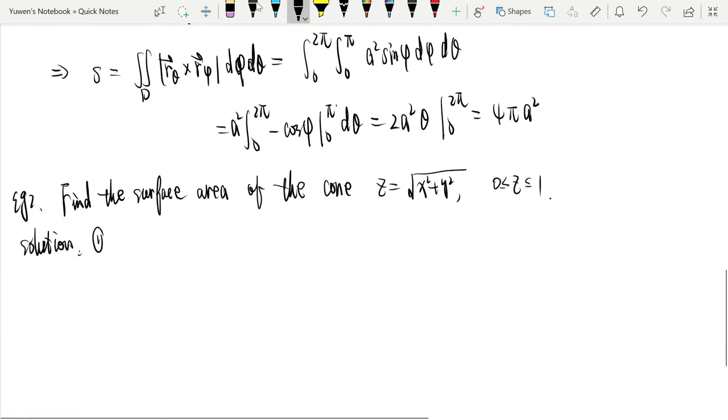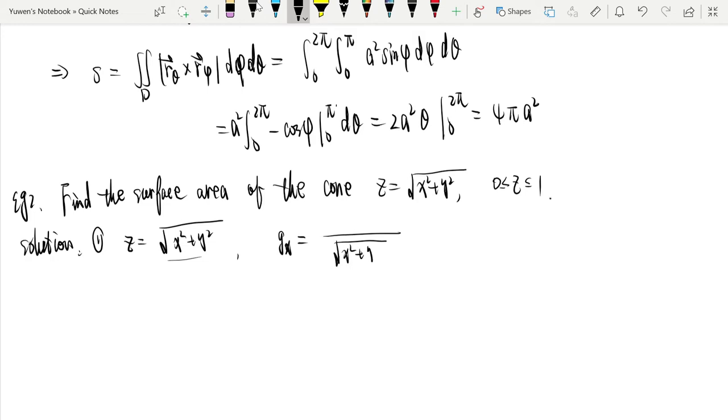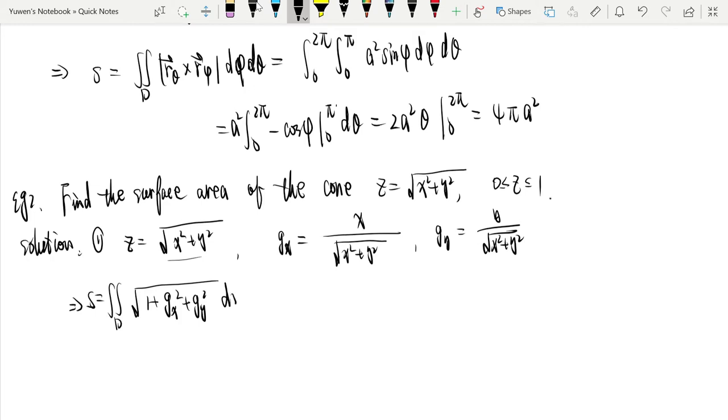So z equals square root x squared plus y squared, so g(x,y). g_x is x over square root x squared plus y squared, and g_y is y over square root x squared plus y squared. So the surface area is the integral over the domain D in the xy-plane of square root 1 plus g_x squared plus g_y squared, dx dy, where D is x squared plus y squared less or equal to 1, because its projection is x squared plus y squared less or equal to 1.